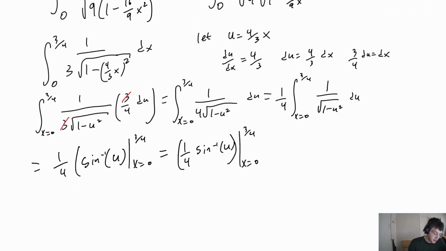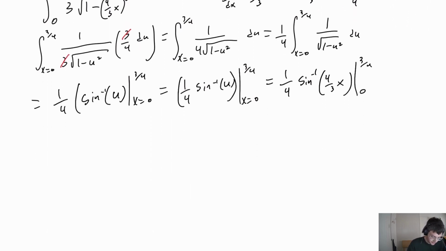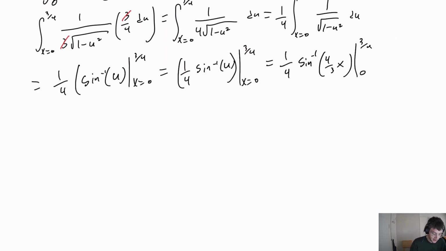Now, I cannot directly plug in 3/4 and 0 in here, because remember the 3/4 and 0 correspond to x values. What I have here is a u value, so I just need to trade my u back in for my x, and we're off to the races. So this is going to give me 1/4 times the inverse sine of 4/3 x, because u equals 4/3 x, evaluated as x goes from 0 to 3/4. And now we can plug in and do our calculation.